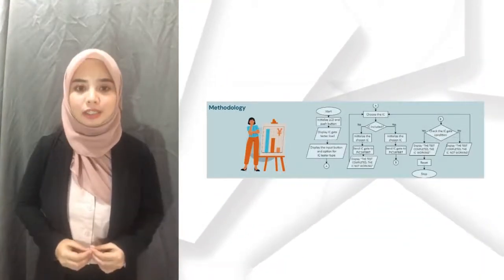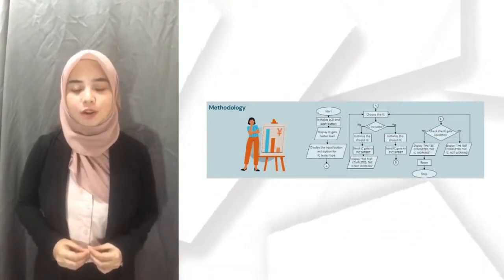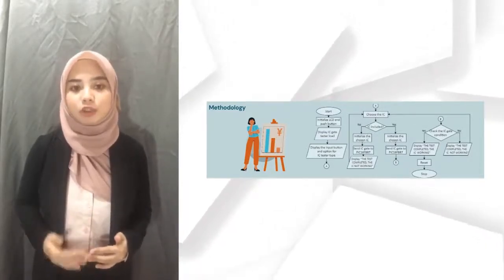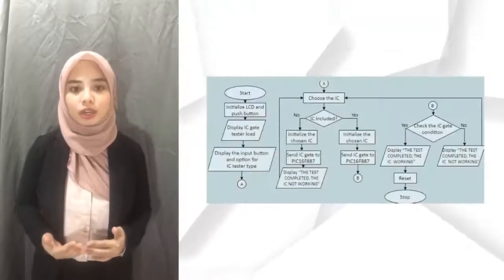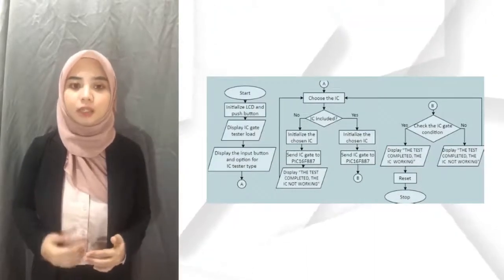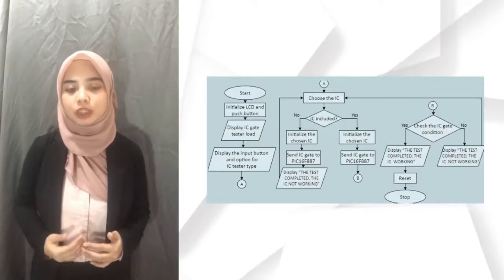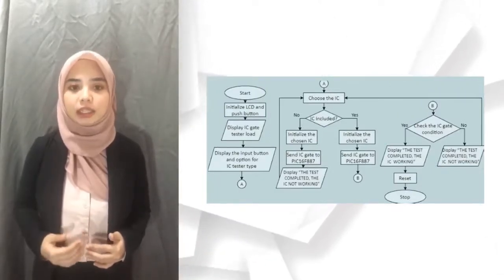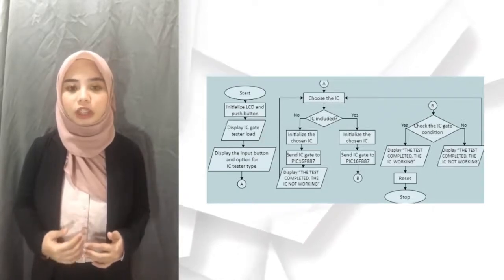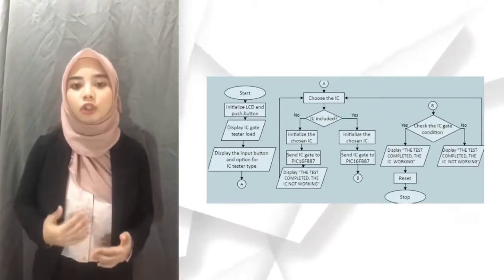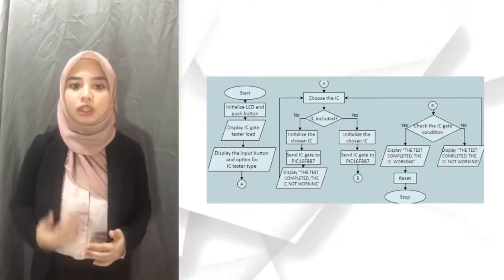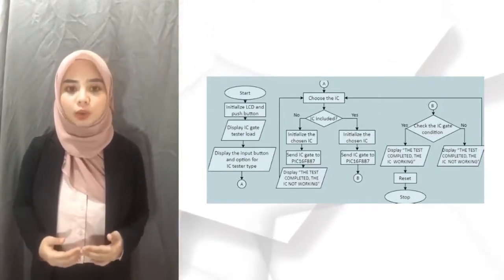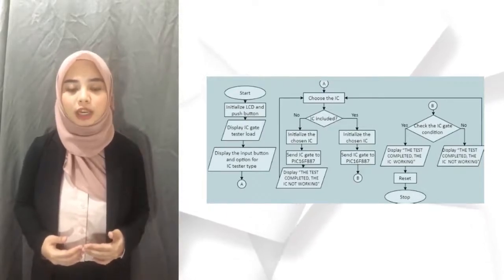Let's move on to the methodology of this project. For this part, I will explain how the project flows based on the flowchart shown. As usual, first of all, it will start. Then it will initialize the LCD and the input, which is the push button. Once the LCD is initialized, the LCD will display the IC gate in the current loading state for 3 to 5 seconds. This is where the controller starts to load the program. Once the program has been loaded, the LCD will display the input, which is switch 1, and the option of the type of the IC.